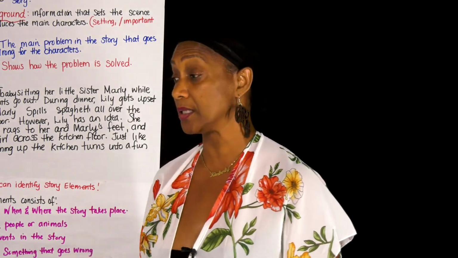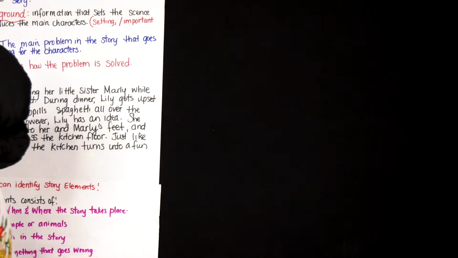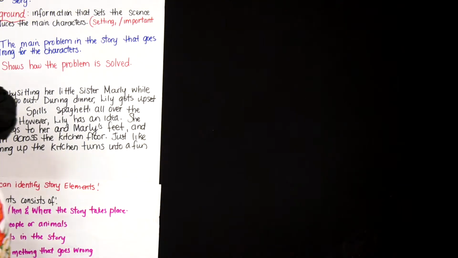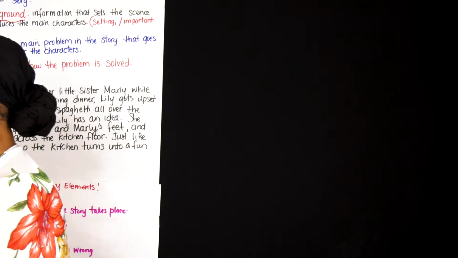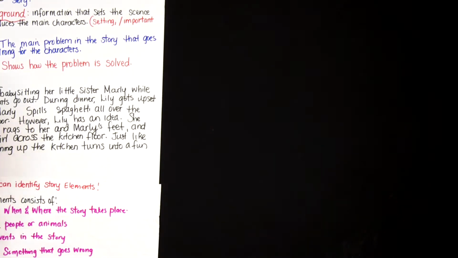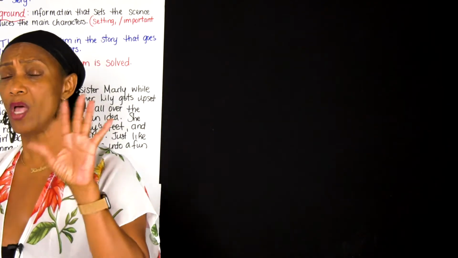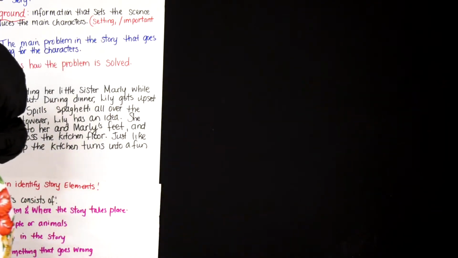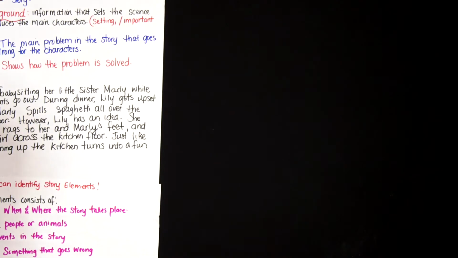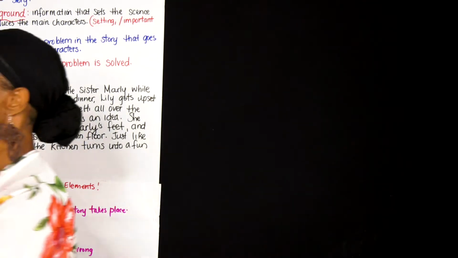For example, here, the cat's fur was as dark as the midnight sky. So whenever we're comparing two things, we're using "like," L-I-K-E, or "as."